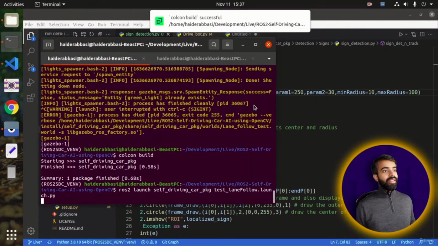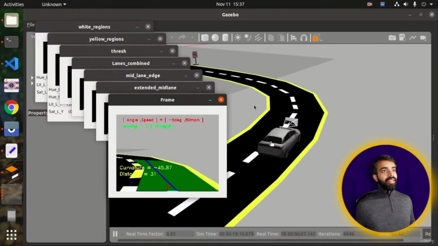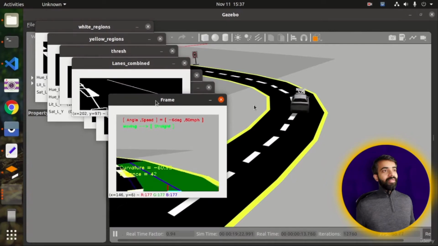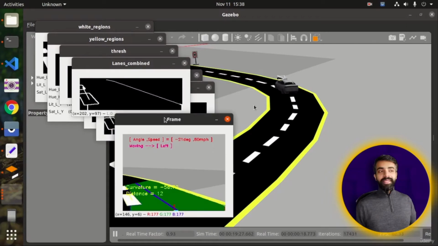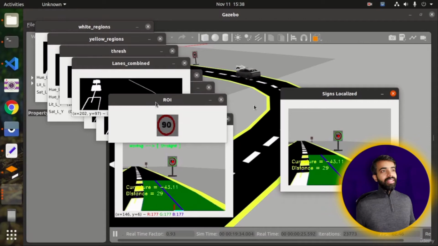We build it again, launch the simulation again, and run the computer vision node. And the car starts to move again. And as you can see, the lane assist feature seems to be moving quite well. So moving further, you will notice that the sign detection algorithm will also run its best once it approaches a sign. Now, as you can see, here the signs have been localized, and this is the region of interest that has been displayed to you.